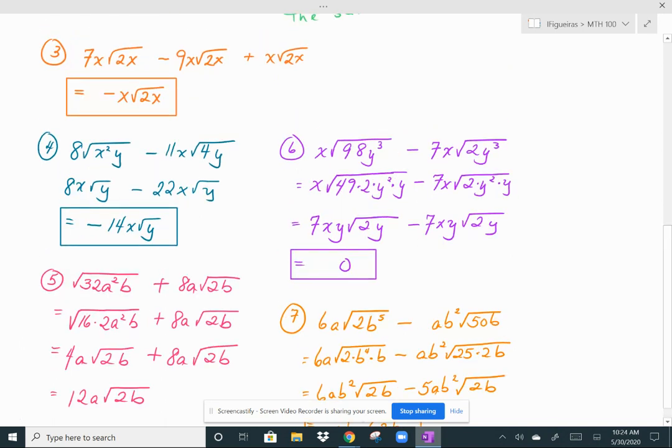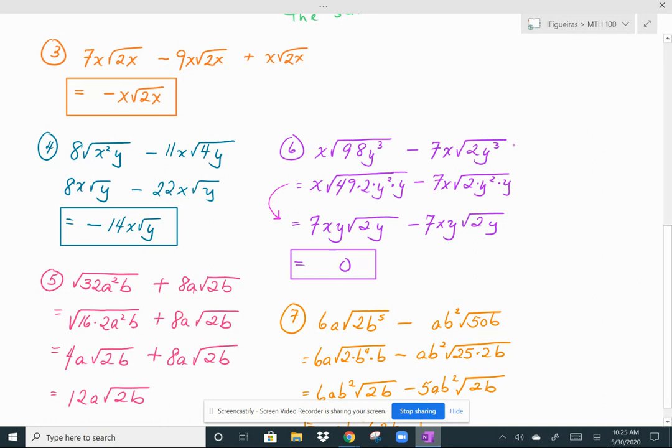Okay, so let's go on to number 6 here on the right. I have x root 98y cubed minus 7x root 2y cubed. So the 98 breaks down into 49 and 2. 49 times 2 is 98, and 49 is a perfect square. The y cubed breaks down into y squared times y, so that we can take the square root of that expression. So let's work with the first expression first. The square root of 49 is 7. That comes out and gets multiplied by the x. And the square root of y squared is y, and that also gets multiplied by the 7x. So you get 7xy root 2y.